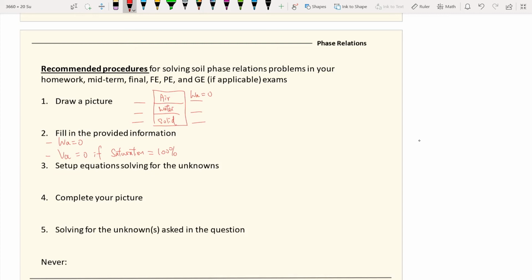Also, in this step, what you can also do is assume the volume of solids is equal to 1 if no information about volume is given.